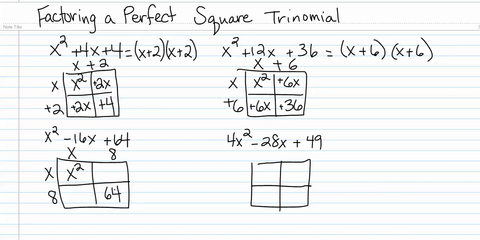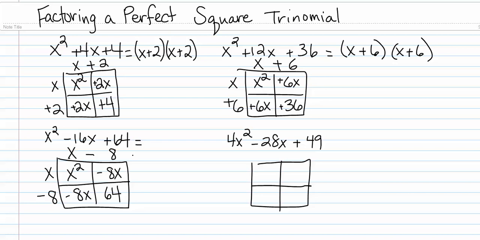Now this time my 64 is positive, but my x term in the middle, the 16x, is negative. So I'm going to use negative signs on my 8's instead of positive signs. And that will give me a negative 8x in the upper right-hand corner and a negative 8x in the lower left-hand corner. And when I add those two together, I get negative 16x, which is exactly what I want in the middle.